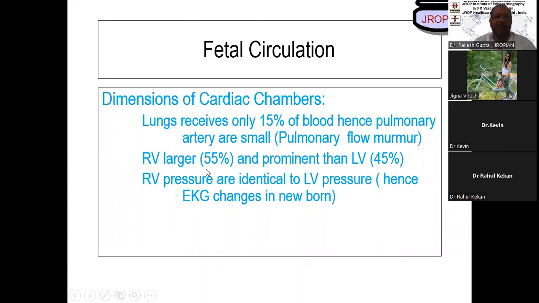On the other hand, RV is bigger than LV. Obviously, a lot of blood was coming to the RV from those systems. Now, over a period of time after the child is born, LV becomes predominant over RV. RV pressures are identical to LV pressures. Hence, we find ECG changes in the newborn with right-sided preponderance, something like RV hypertrophy.